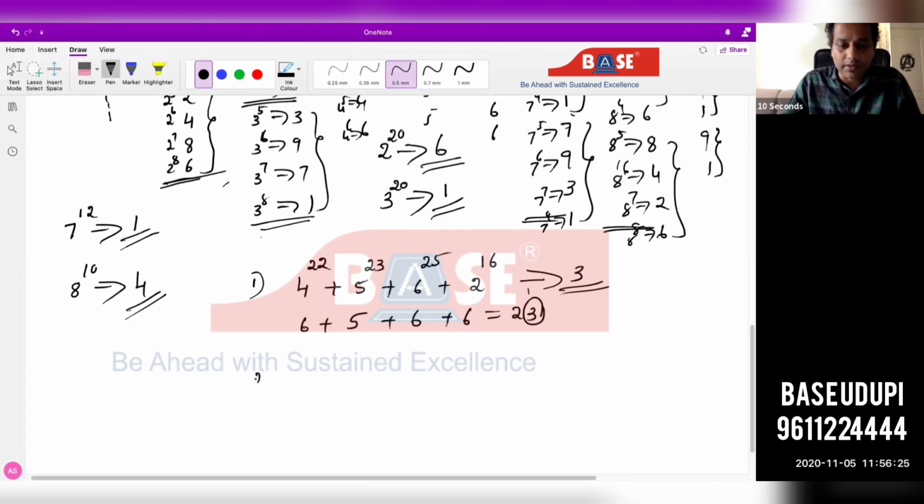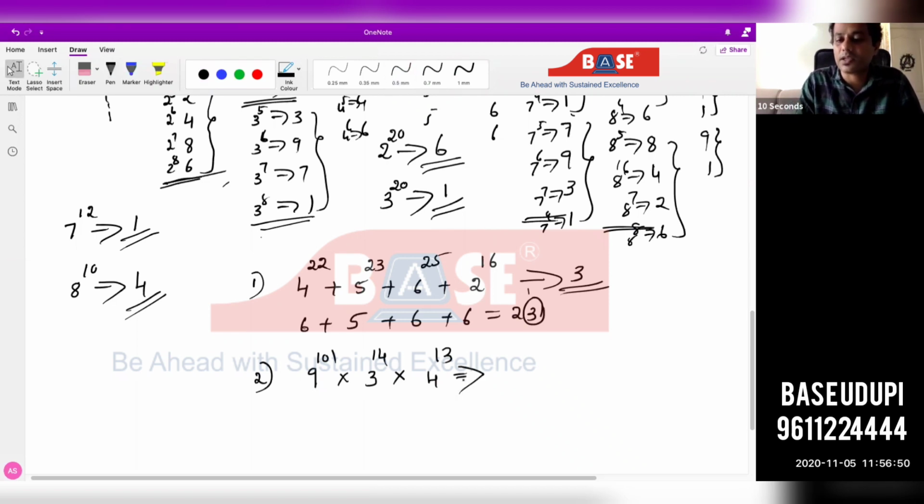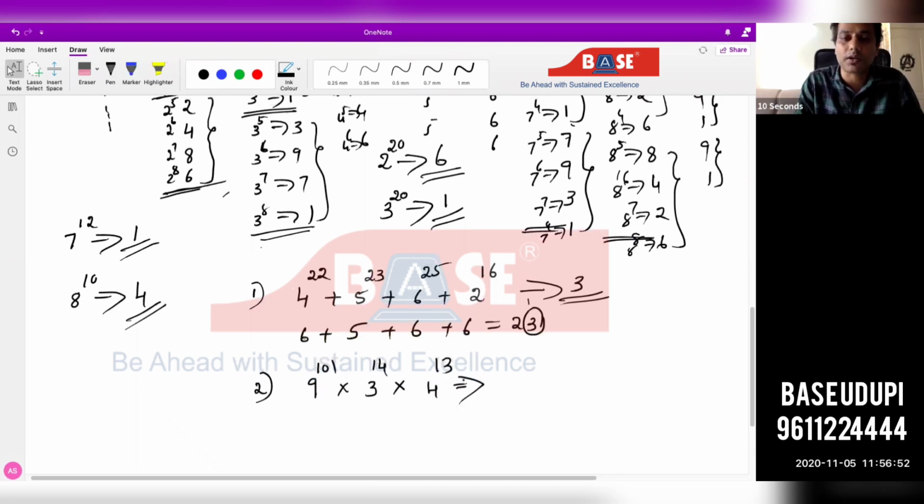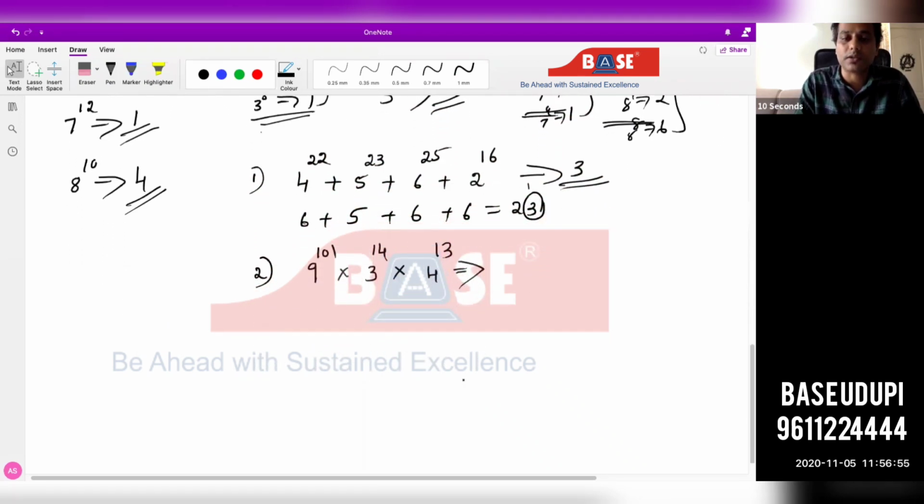Same can be like this also, guys. Say 9 power 101 multiplied with 3 power 14 multiplied with 4 power 13, something like this. Here it is not the last digit of the sum. For a change, it is the last digit of the product. Let's find the last digit of the product.